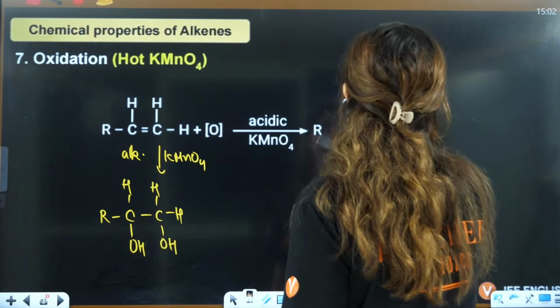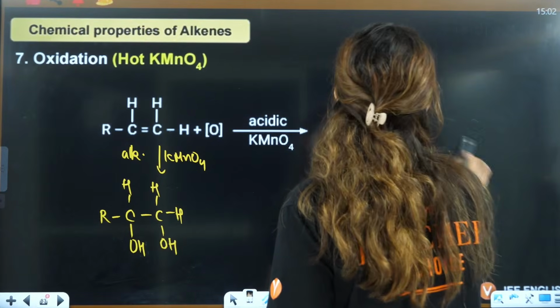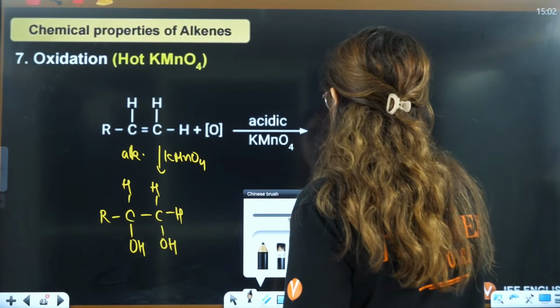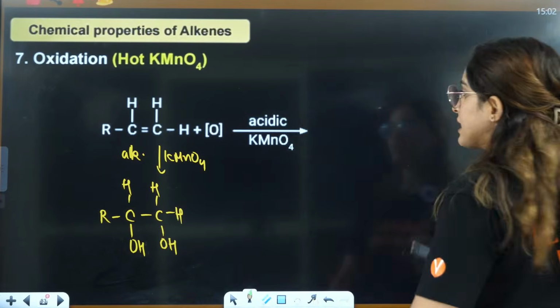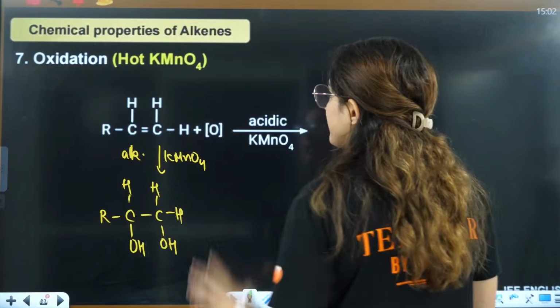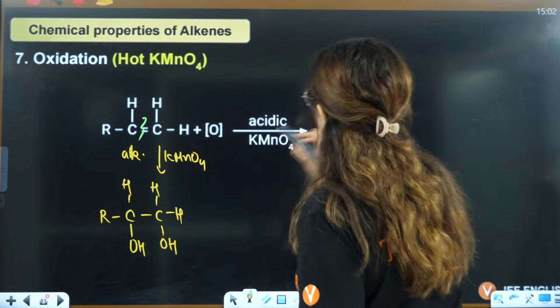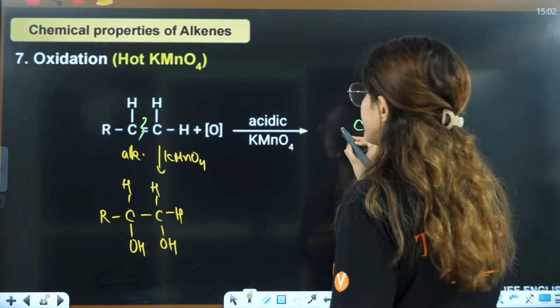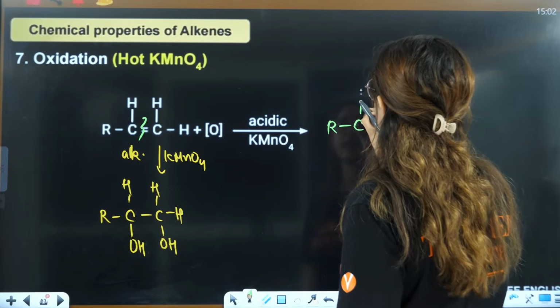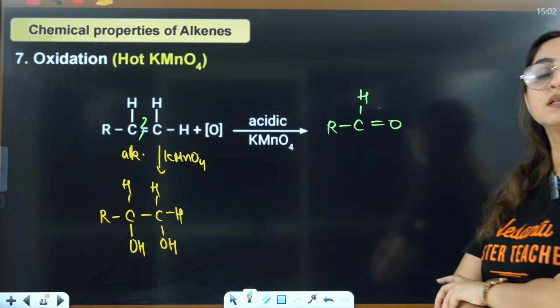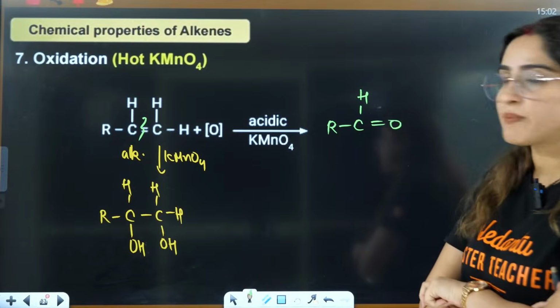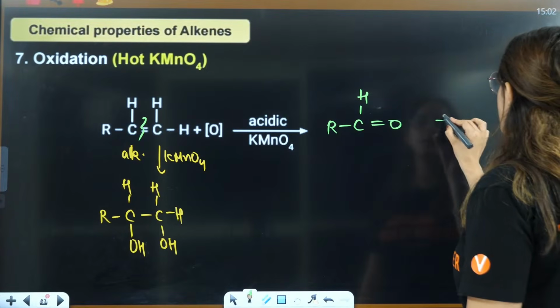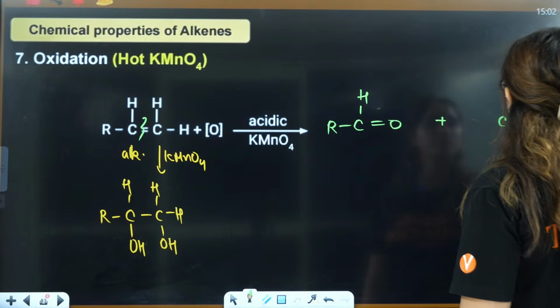These questions asked directly, you won't be able to understand. I have to tell you the process of doing this. See, here break the pi bond, break both the double bonds, attach double bond O, this will be R, this will be H. Break the double bond, attach double bond O, here also break the double bond, attach double bond O.